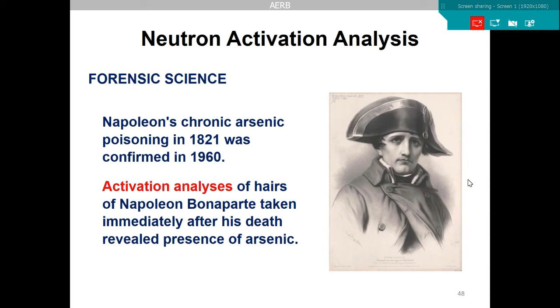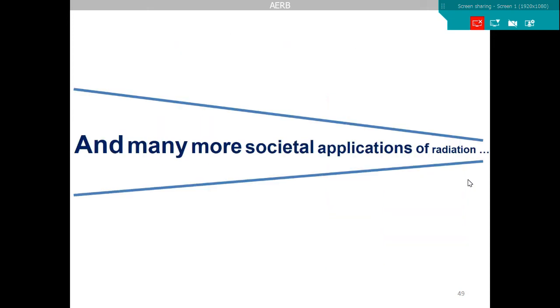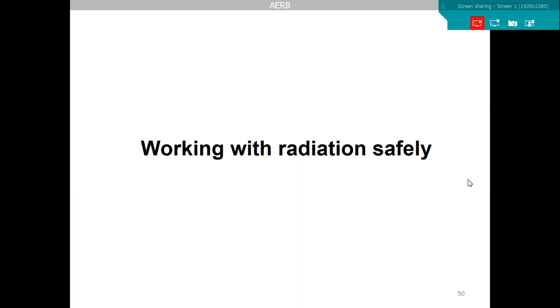So there are many such interesting and useful examples of neutron activation analysis. This is a subject in itself. I'll need more than 2 hours to give examples of it. There are many more societal applications of radiation. So I'm leaving the applications at this point, but spending a little time on safety.